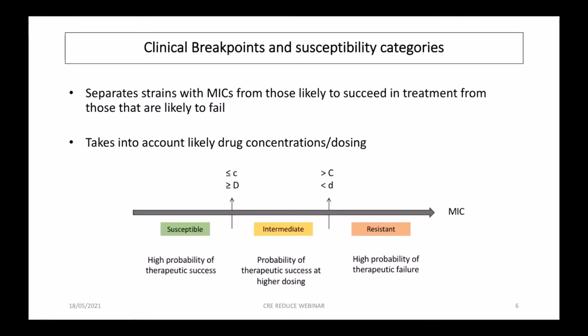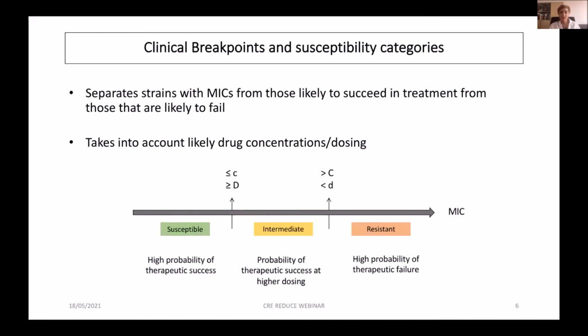Of course, we can't just rely on this index. So, some clinical breakpoints have been set to separate strains with MICs for which the therapy has a high probability of therapeutic success, the category of susceptible pathogens. On the opposite, the resistant pathogens will have a high probability of therapeutic failure using standard dosing. But these clinical breakpoints will take into account the drug concentrations observed and the dosing.